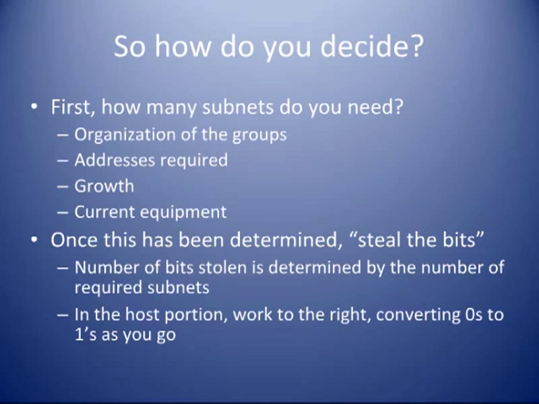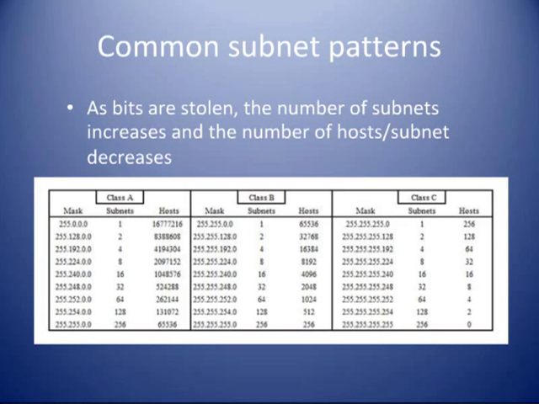All right. Now, common subnet patterns as you steal bits are shown here on this particular slide. I've got class A, B, and C represented here. And what I'll do right now, because it's a little easier to see, is look at the class Cs. If I haven't stolen any bits at all, I have that very first row there, 255, 255, 255, 0 in the class C columns. I really have one network or one subnet and 256 possible addresses per that network.